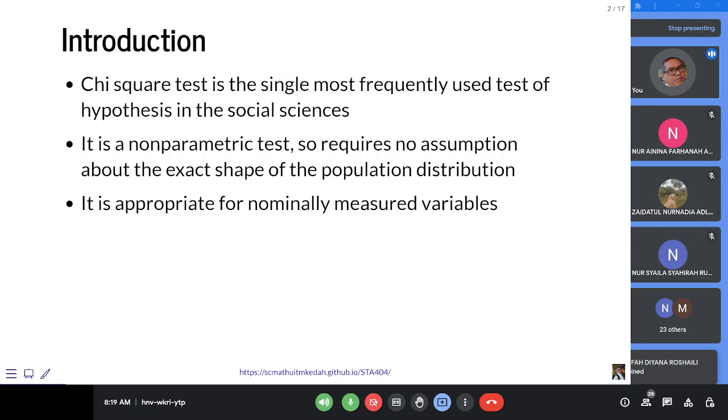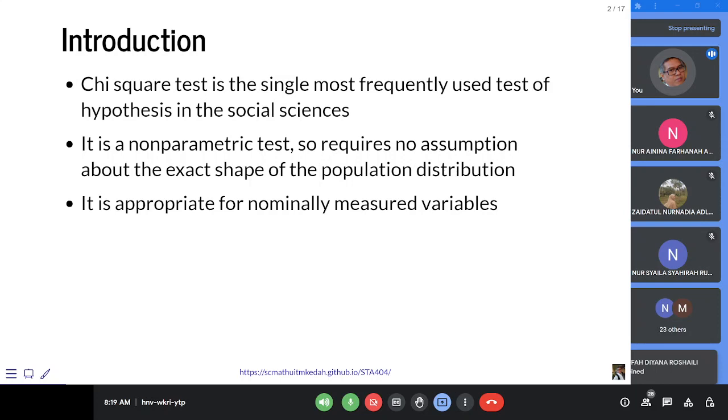Okay, again, one more thing is that it is appropriate for normally measured variables. So for normally measured variables in parametric test, the testing procedures are limited. You cannot just simply take any parametric test for the nominal data. So that will be a problem. So that's why for nominal measured variables, we go for the non-parametric.